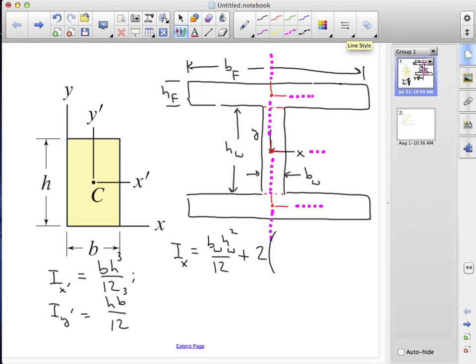Its centroidal area moment is BH cubed over 12. And then the parallel axis offset is the area times the distance between parallel axes squared, and that distance is half the web height plus half the flange height.